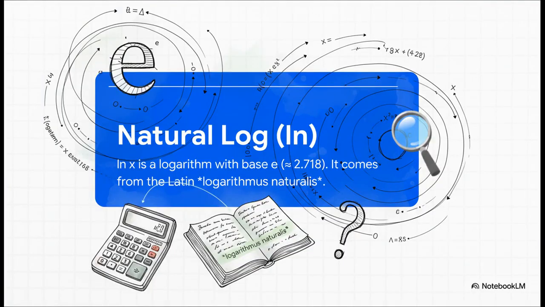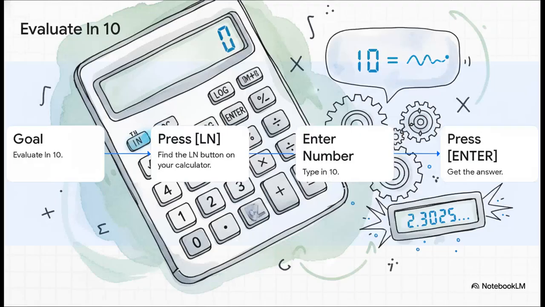So what is the natural log, really? Well, that ln button on your calculator stands for a logarithm with a base of e. And a little fun fact for you, ln actually comes from its Latin name, Logarithmus Naturalis. It's just asking a simple question: e raised to what power gives us our number x? And here's the best part.